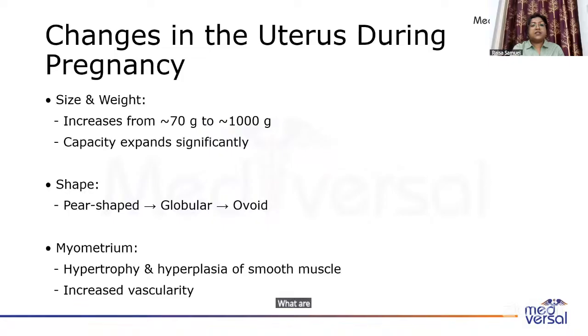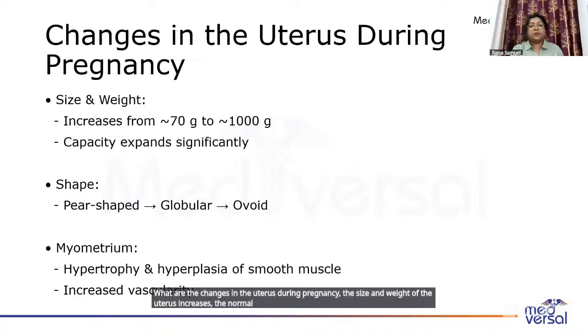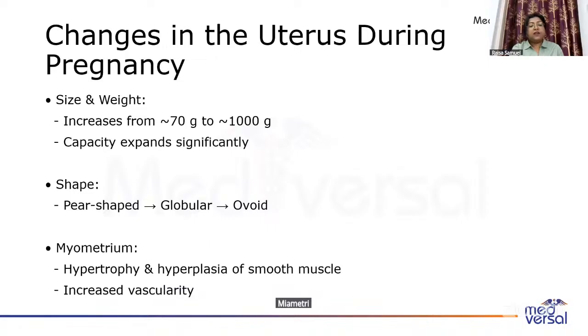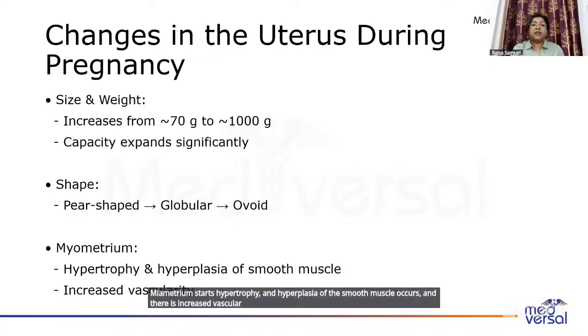What are the changes in the uterus during pregnancy? The size and weight of the uterus increase. The pre-pregnancy weight is 70 grams and it becomes around 1000 grams. Capacity expands significantly. The shape, which was pear-shaped, becomes globular and then ovoid. In the myometrium, hypertrophy and hyperplasia of the smooth muscle occur, and there is increased vascularity during pregnancy.